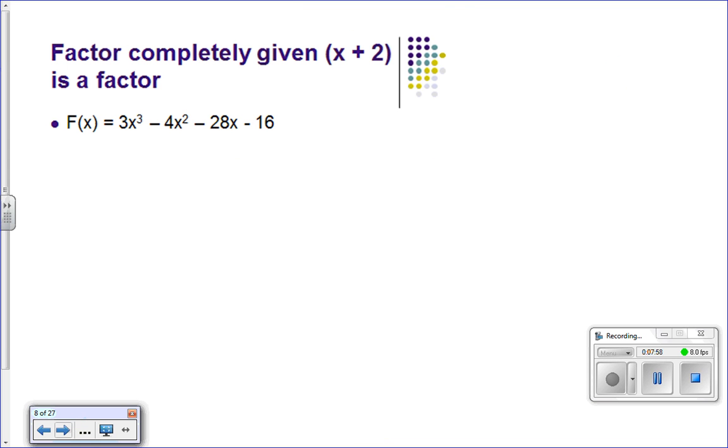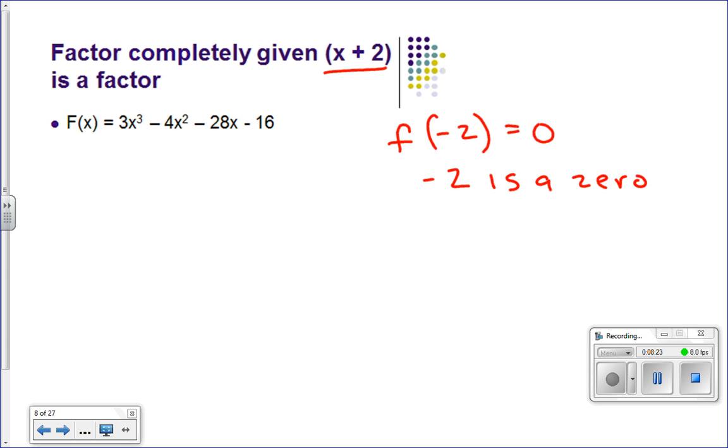All right, here's another good example. Sometimes they will tell us the factor, and with that we can find the other zeros. So if x plus 2 is a factor, that means f of negative 2 equals 0. That means that when I replace x with negative 2, it makes the y value 0, which is in turn a 0. So negative 2 is a 0, in this case, an x-intercept.